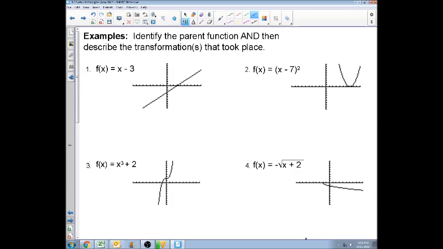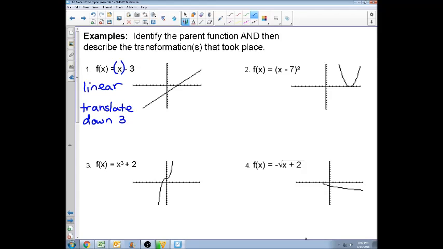So let's go ahead and try to identify parent functions and then describe the transformation or transformations that took place. So in the first one, I have a straight line. What is that called? Well, that would be a linear parent function. I can just write linear there. As we're looking at the equation, I do not see any parentheses. So if there are no parentheses there, I can put them around the x, which means that I'm going to subtract outside of the parentheses. If it's outside the parentheses, I move up and down, and I follow my sign. So this would translate down 3.